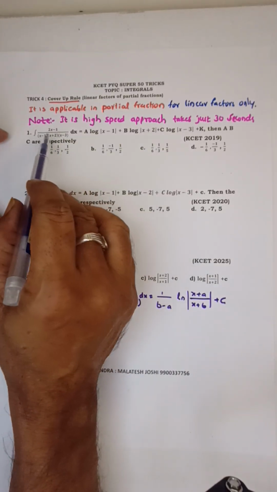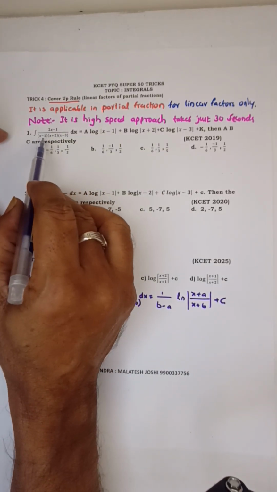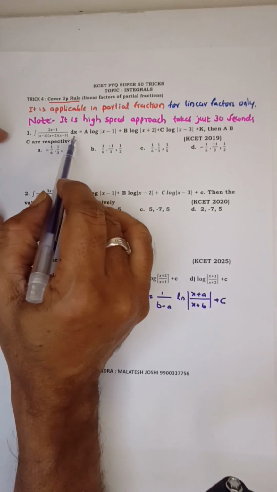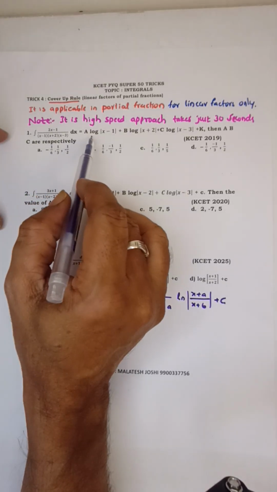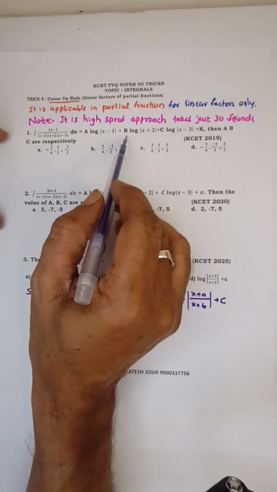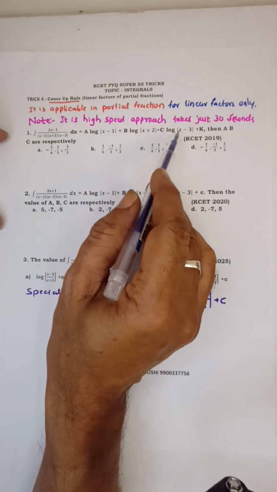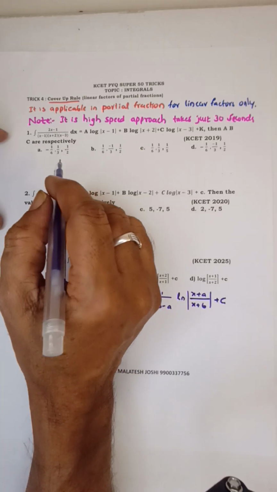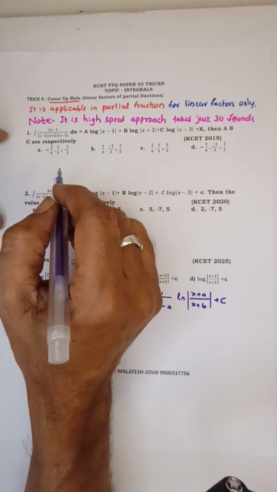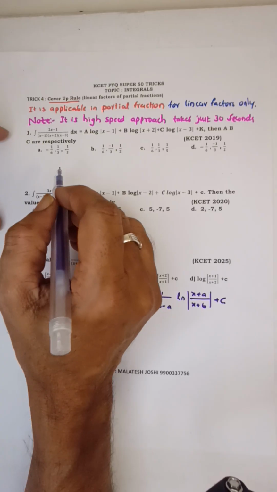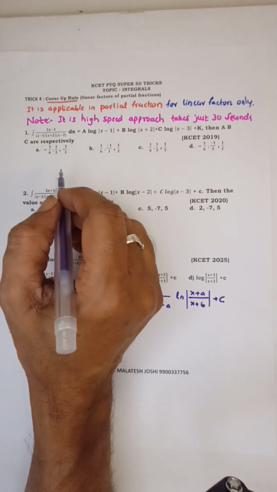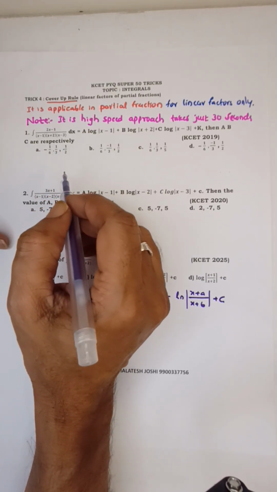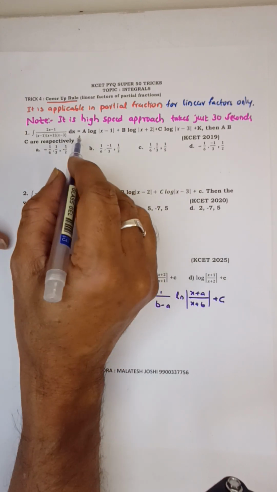Here they have given the integration of 2x minus 1 divided by (x minus 1)(x plus 2)(x minus 3) with respect to x is equal to a log of x minus 1 plus b log of x plus 2 plus c log of x minus 3 plus k. Find a, b, c. Our usual method will take a few minutes. That's why if you learn this method, it helps to solve the questions easily and quickly. Okay, let us find the values.